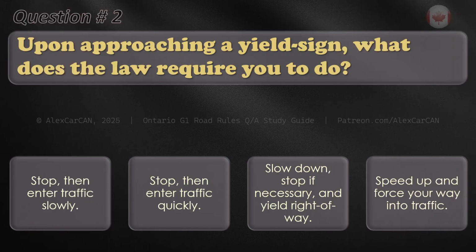Question number 2. Upon approaching a yield sign, what does the law require you to do? Stop, then enter traffic slowly. Stop, then enter traffic quickly. Slow down, stop if necessary, and yield right of way. Speed up and force your way into traffic. The correct answer is slow down, stop if necessary, and yield right of way.